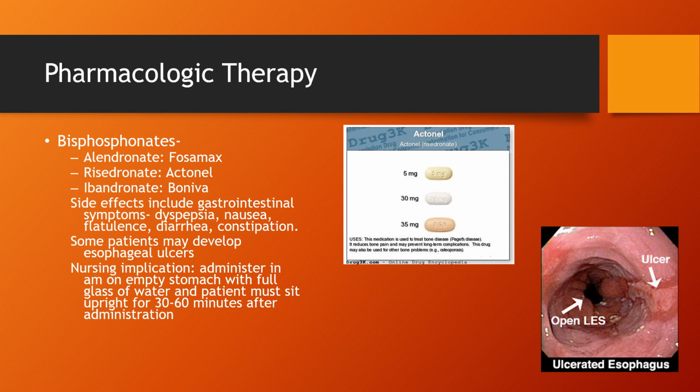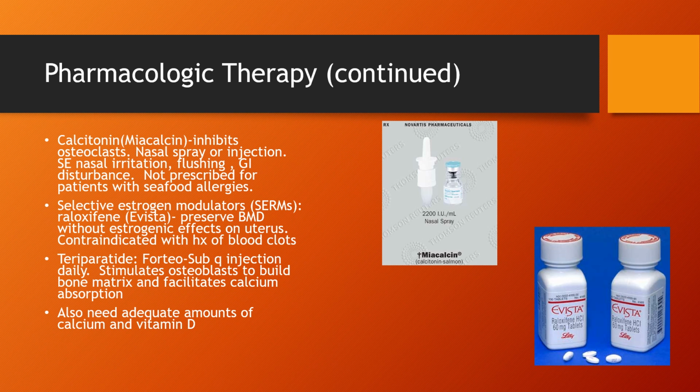Calcitonin is another medication that can be given. This inhibits osteoclasts as well. It can be given by nasal spray or an injection. It can lead to nasal irritation. Patients complain of flushing, GI disturbance, and it's not prescribed if patients have seafood allergies.